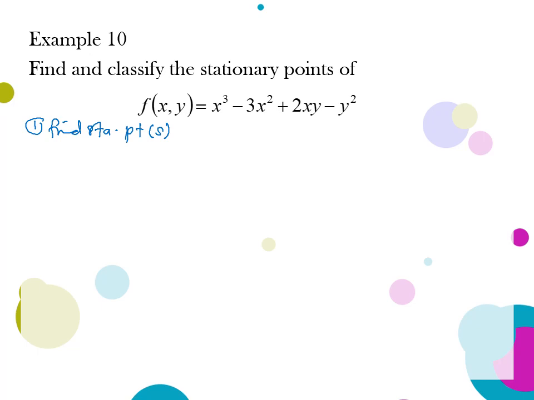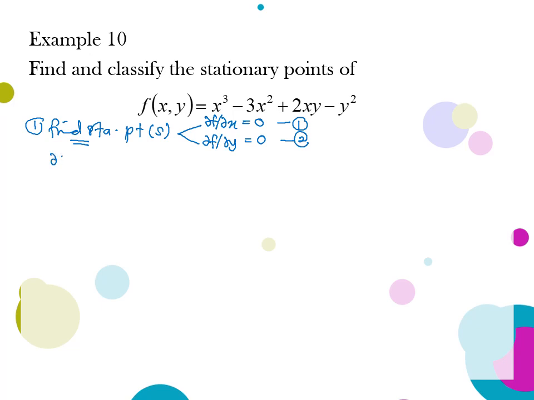In order to find the stationary point, you need to do two things. First, you need to find your del f del x and set it equal to 0, and then set your del f del y also equal to 0. So you will have two equations here. Let us do that first.